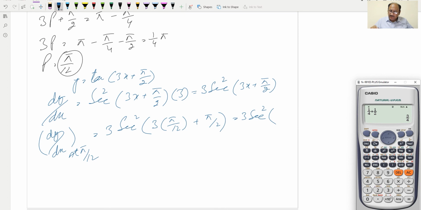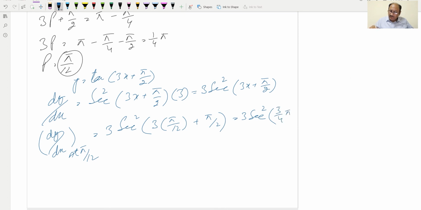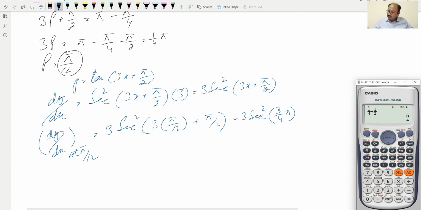So this will be 3 by 4 pi, and this one we can find. First we'll find 1 over sine of pi by this. So 1 over sine of 3 by 4 pi, we can write 3 over 4 pi, so 3 pi over 4, and the bracket will be closed.